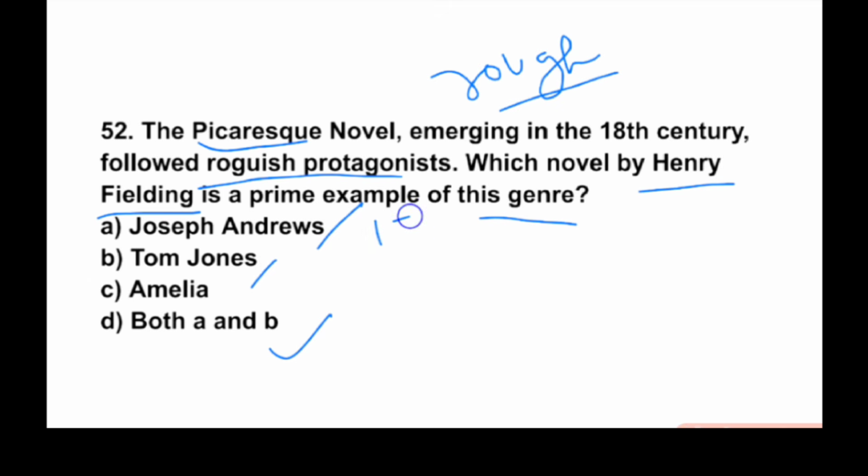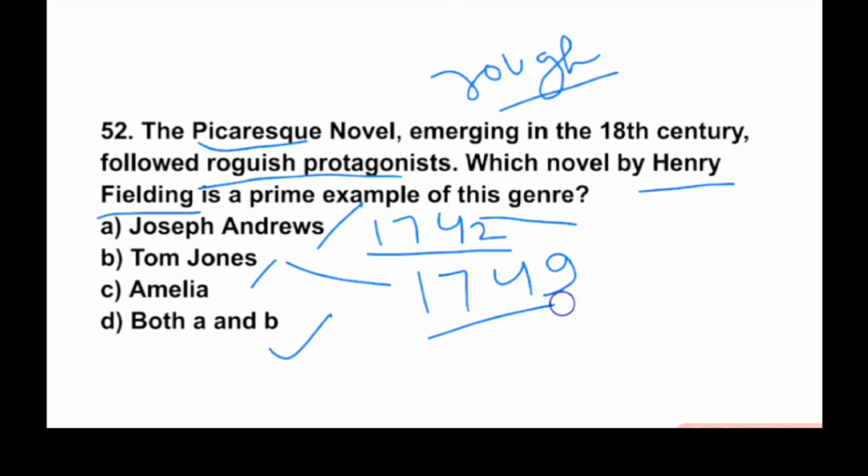Publication dates also important for all. 1742 Joseph Andrews and Tom Jones. क्रोनोलॉजिकल में भी ये हेल्प करेगा कि जोसेफ एंड्रयूज के टाइमलाइन और टॉम जोन्स के. दैट्स इट. Features: adventures, morality, complex protagonist, shaping the picaresque tradition in the English canon. Next question.